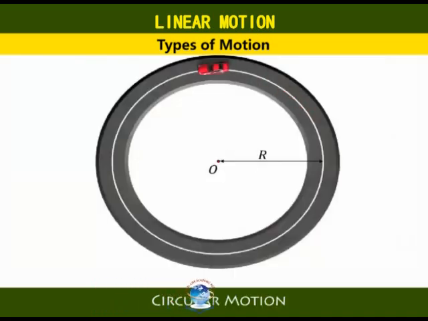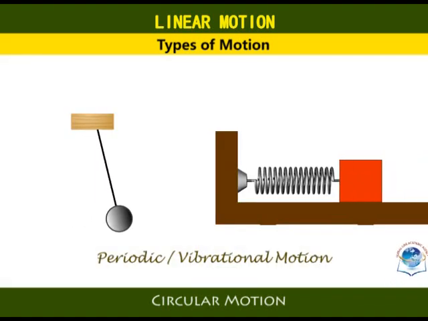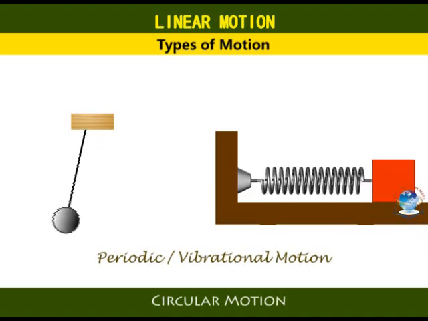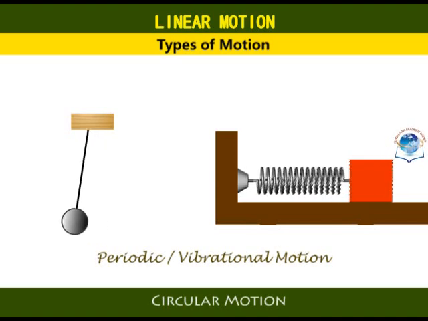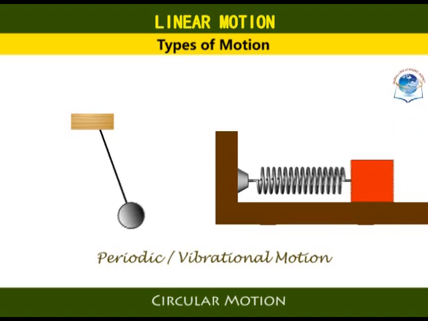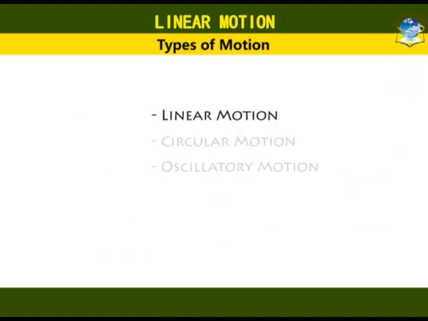Other types of motion are circular and oscillatory. Circular motion occurs when a body moves along a curved path. It is also called rotational or curvilinear motion. Oscillatory motion occurs when the movement repeats itself about an equilibrium position due to a restoring force, for example in a pendulum or a spring. It is also called periodic or vibrational motion. In this chapter, we shall only deal with linear motion.